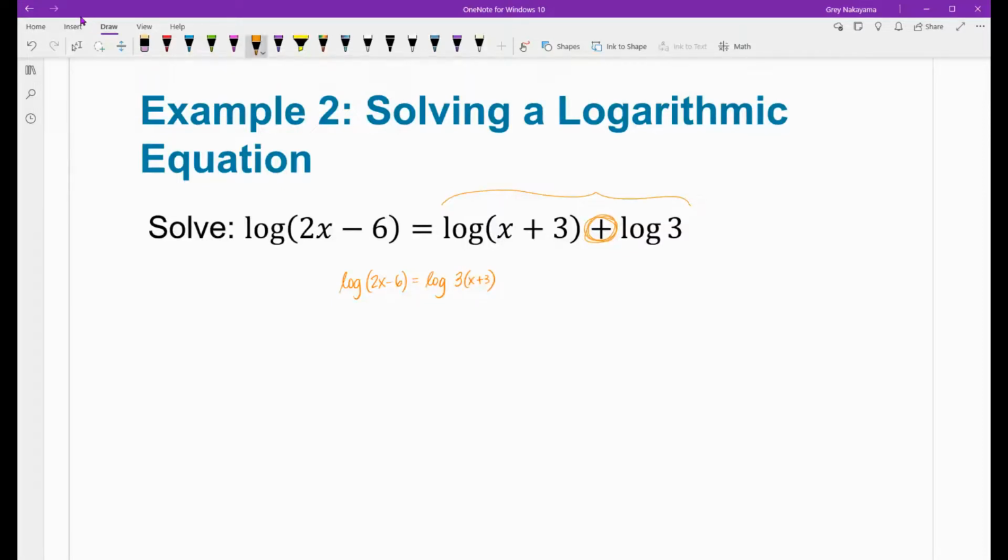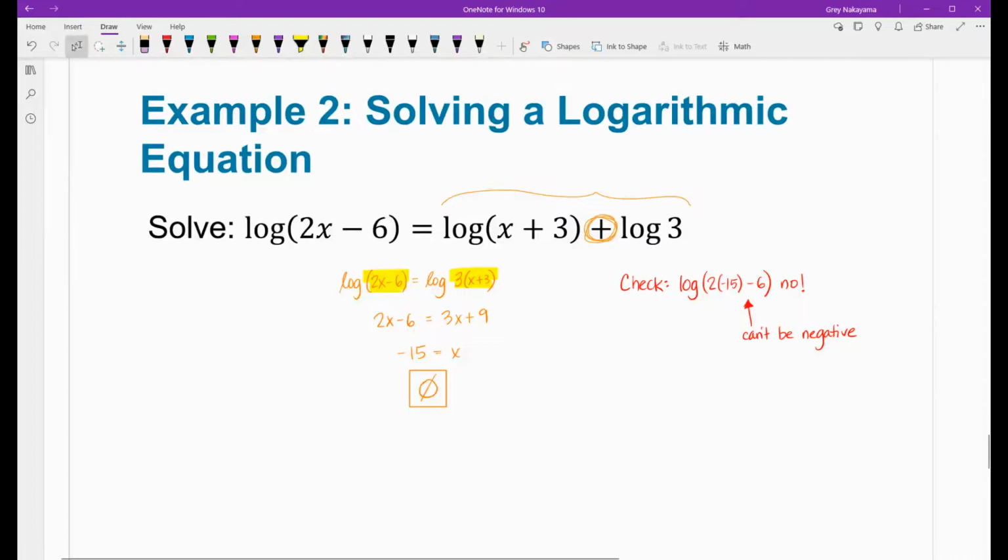So again, I have a log equal to a log. So I'm going to set these 2 things equal to each other. I get to drop the logs if you want to think of it like that. And 2x minus 6 equals 3x plus 9. And that makes x equal to negative 15. So always have to check. So when I go check, I started on the left side. When I put negative 15 in right there, y'all, that's negative 30 minus 6. Nope, can't do that. Cannot take the log of a negative number. So in this case, the answer is no solution.